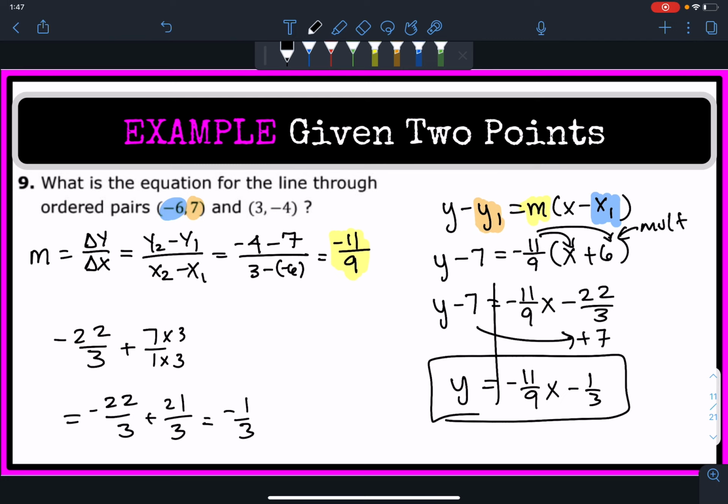So this one, again, like the previous example, required us to first figure out the slope of the line and then plug in the corresponding x and y values, using one of the sets for our y1 and our x1. We can then simplify it and get our final solution.